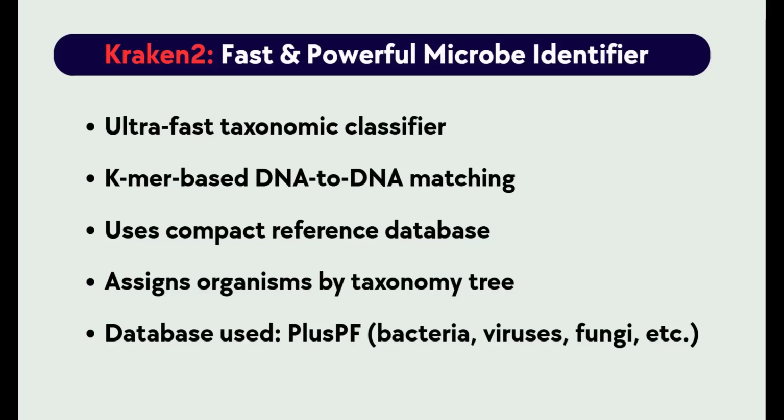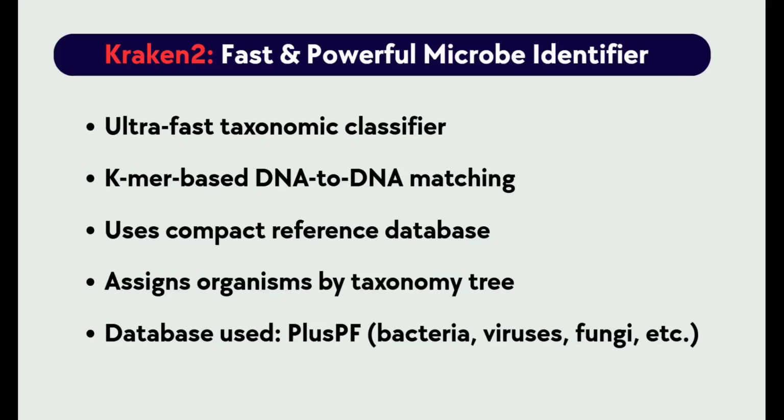The next point is that Kraken2 assigns organisms by taxonomy tree. What does this mean? It means that once Kraken2 finds where a k-mer matches in the reference database, it places that match into a taxonomy tree. If there are multiple matches, it assigns the read to the lowest common ancestor of these matches.